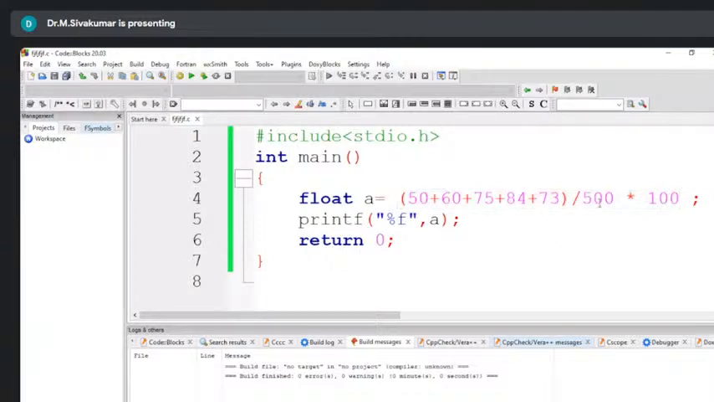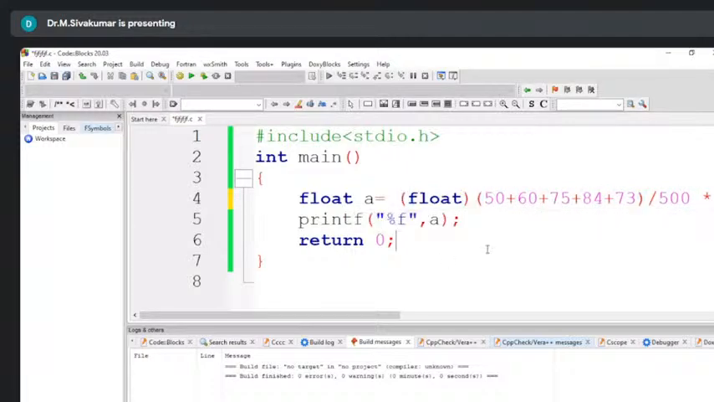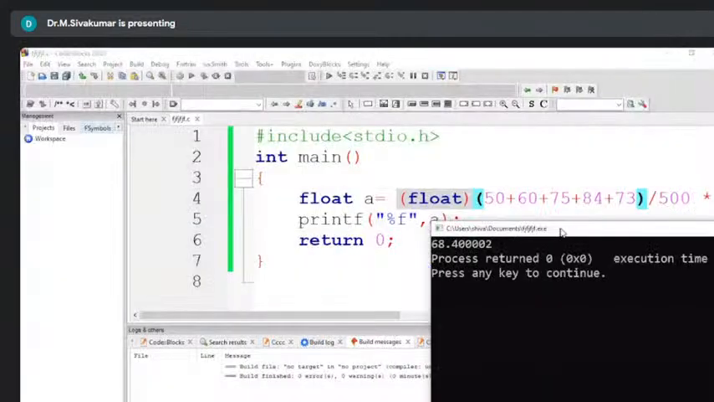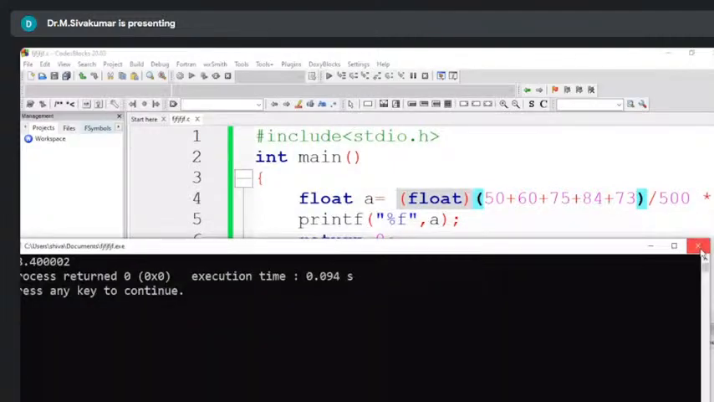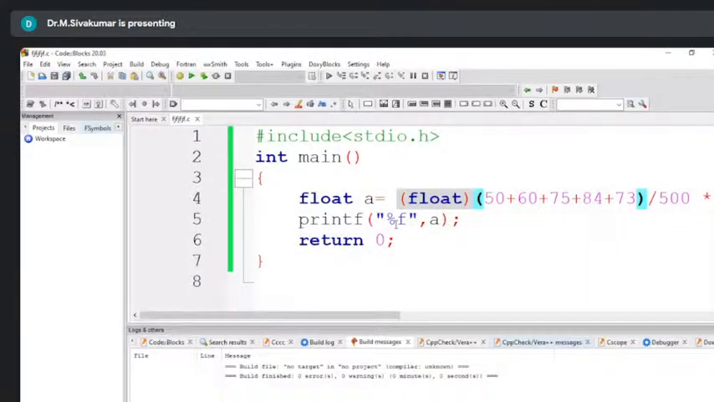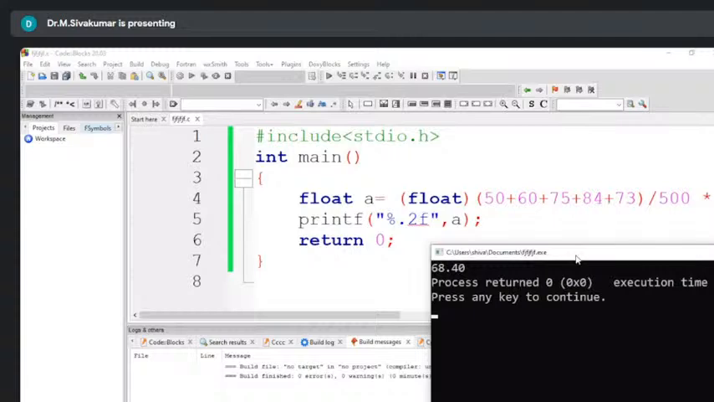So for this, one methodology is you can go with type conversion like float. This is one methodology, which means the numerator answer will be converted to floating point. If I compile this code, automatically I get 68.4. If I want a limit, I can go with a format specifier like .2f, limiting to two decimal places. It is very easy now. 68.40. This is one method.